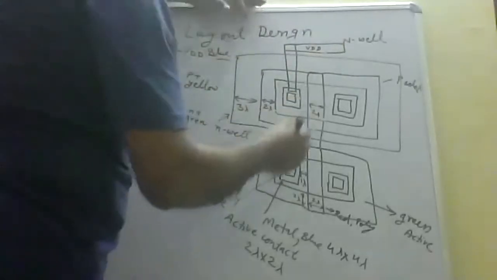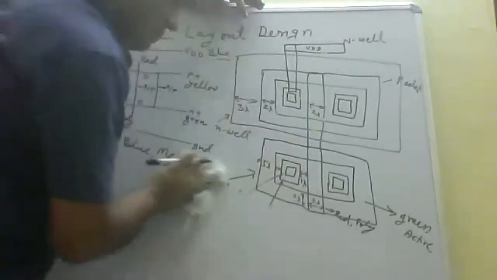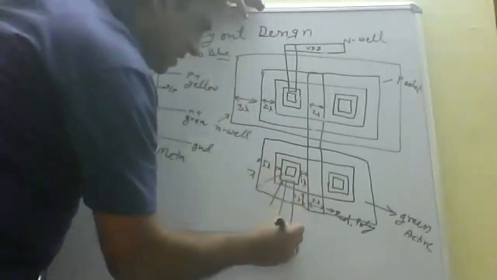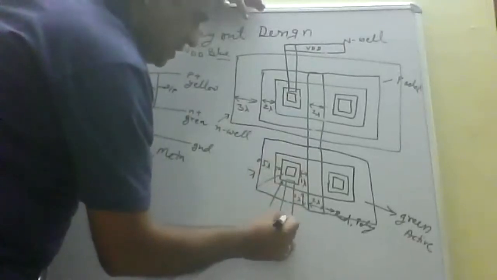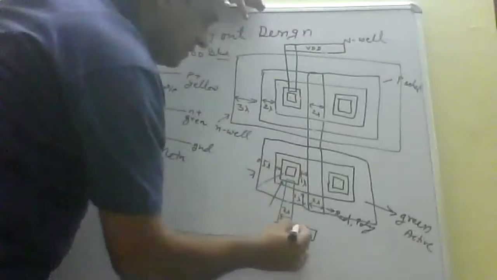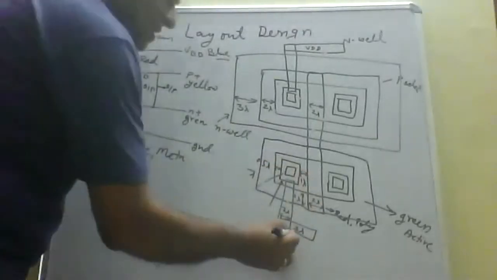Now similarly, on the NMOS side, we connect this metal with a 3 lambda distance. This width is 3 lambda. This is fixed here at 3 lambda, and this minimum width is 3 lambda. This will be of metal, and this is the ground.